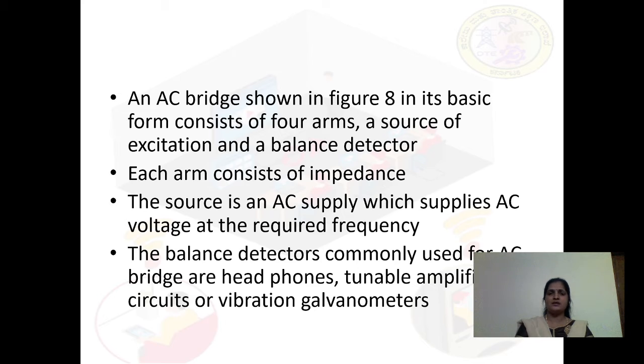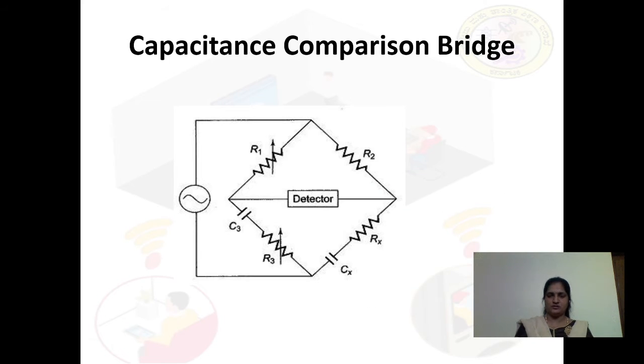This slide gives the information about the previous diagram, that is, each arm consists of some impedances, and we are providing an AC supply which supplies the AC voltage at a required frequency. The balance detectors commonly used for AC bridges are headphones, tunable amplifier circuits, or vibration galvanometers.